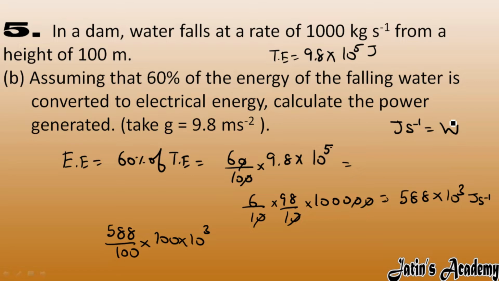Why? Because we know that power is equal to work done per unit time. Power is watt. Work done we have joule and time is second. So watt is joule per second. So I can write here watt. So here we got 5.88 into 10 raised to power 5 watt. So this is the answer. This is the electrical power generated, which is 60% of the total energy.